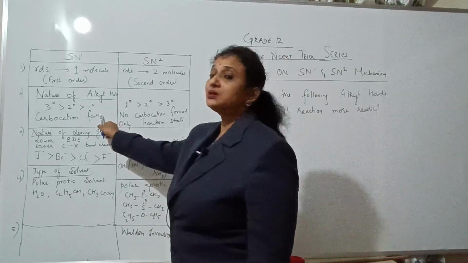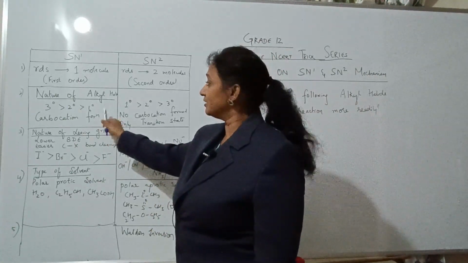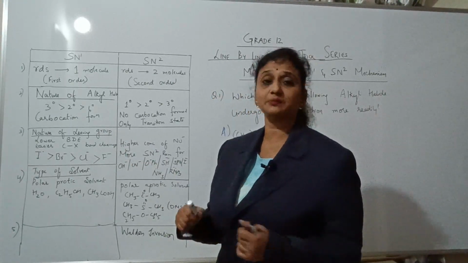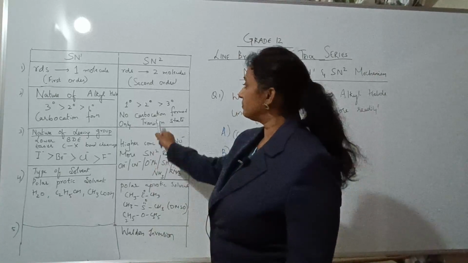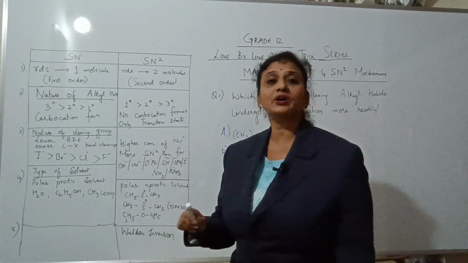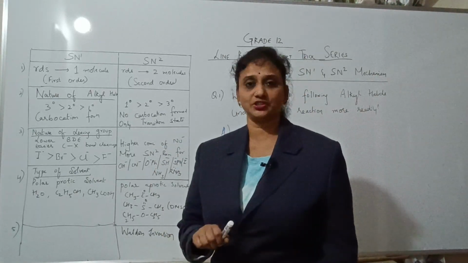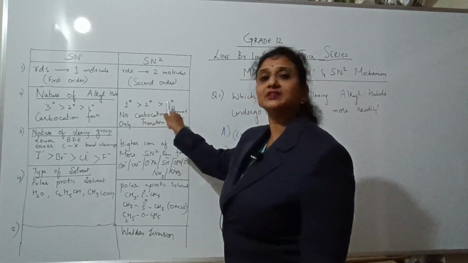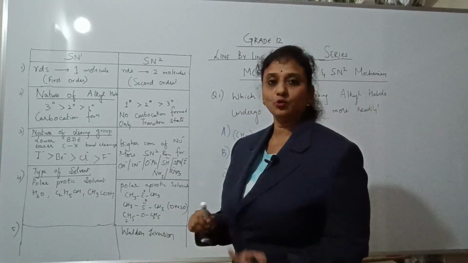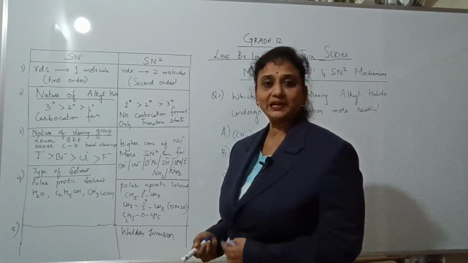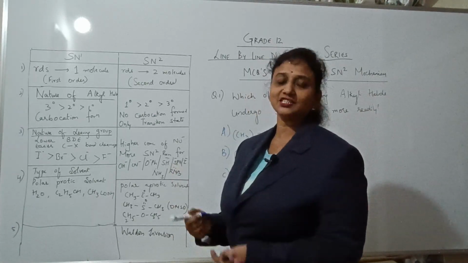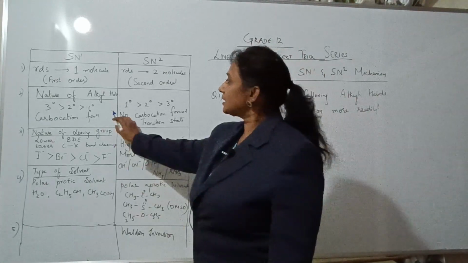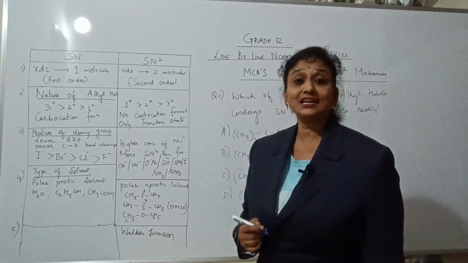Then you have to remember the nature of the alkyl halide. In SN1 there is carbocation formation, where tertiary is more stable than secondary, then primary. But in SN2 there is no carbocation formation, there is only a transition state. So in this case, primary is more favoured than secondary, then tertiary. Go back to the mechanism video where I've explained in detail and come back to the series, to be easy for you all.